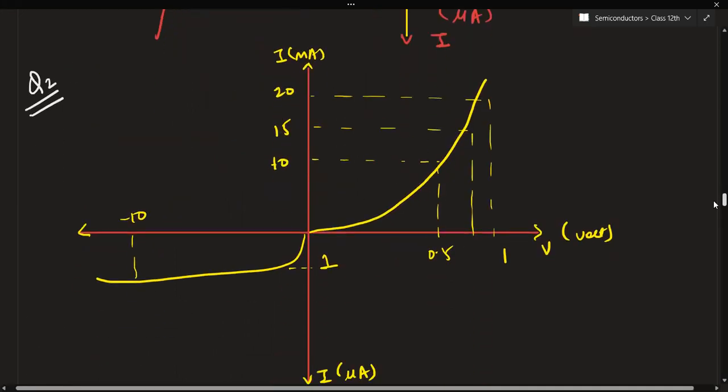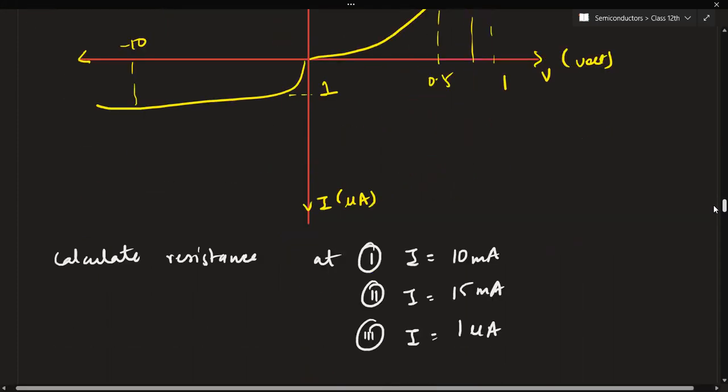One question, let us practice. Supposedly this is a graph that is given to you. Current is given in milliamperes and voltage is given. You are asked to find out the resistance of it, and you are asked to find resistance in all the cases. Let's say 1, 2, 3, in all the cases, you are asked to calculate the resistance.